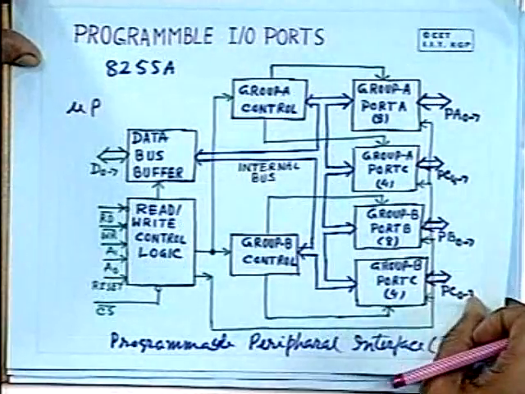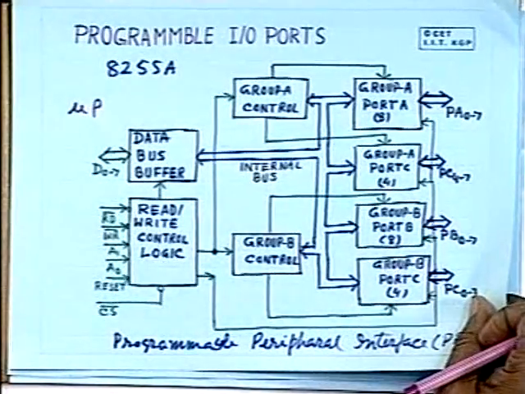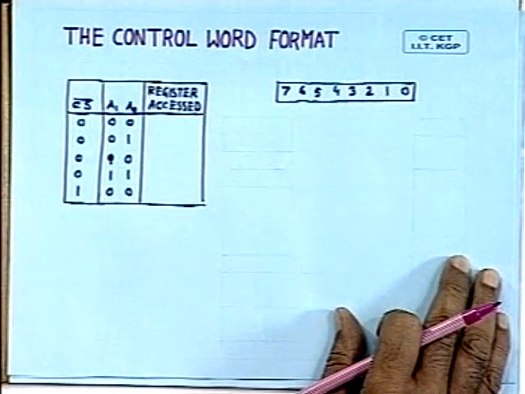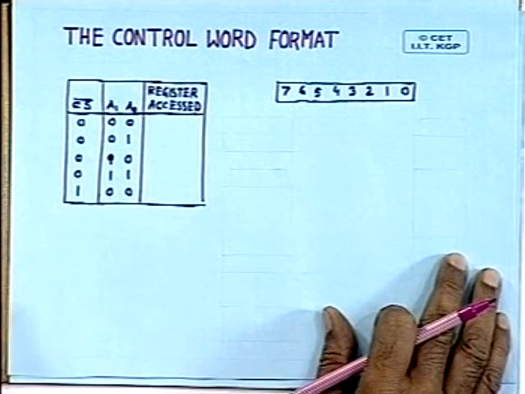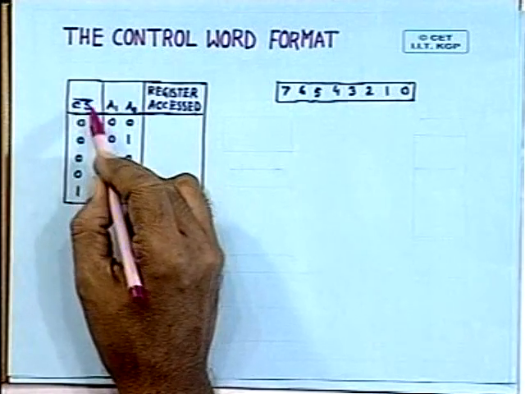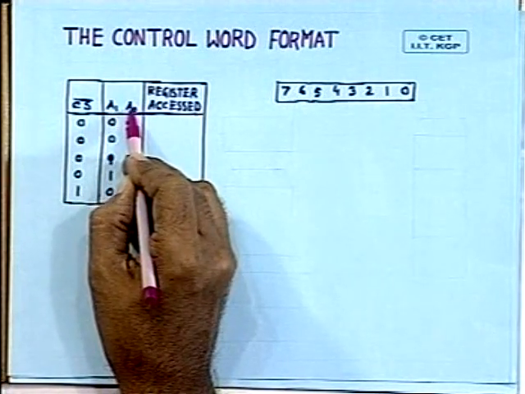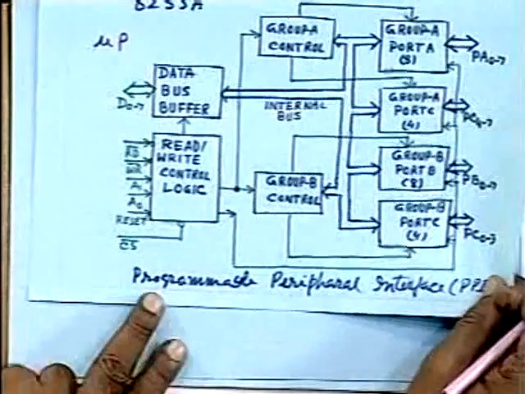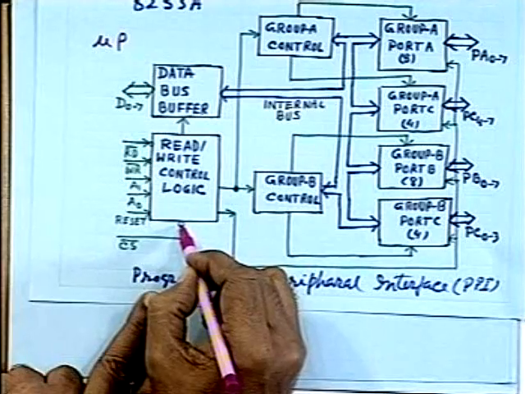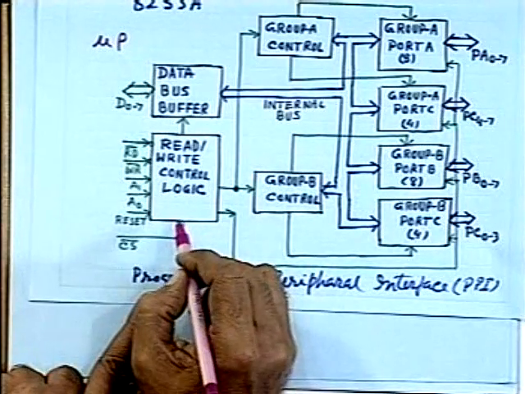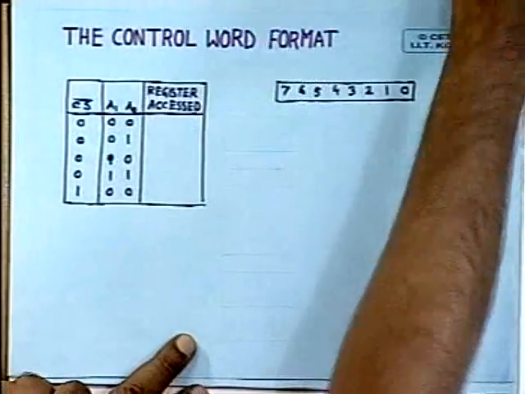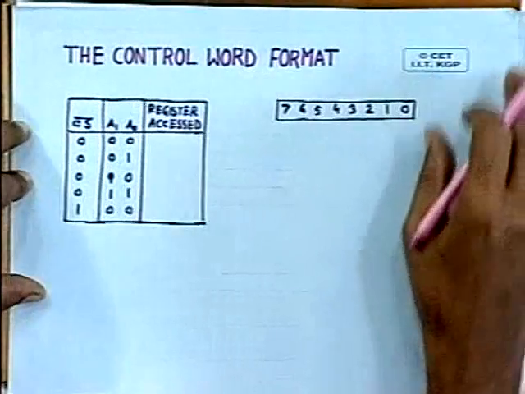And let us see what the various control registers present in 8255 are, and how they can be controlled and accessed. Inside the chip, it has got four registers, as I said, which can be accessed with the help of the chip select and these two address lines, A0 and A1. As I have shown, the address lines A0 and A1 are connected here, and this is the chip select. So depending on the values of chip select, A0 and A1, the various registers present inside the 8255 can be accessed.